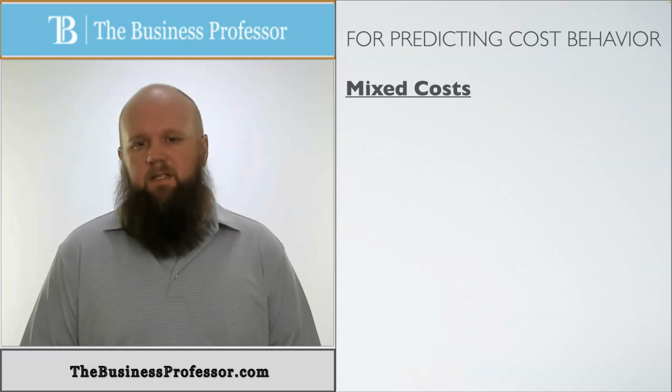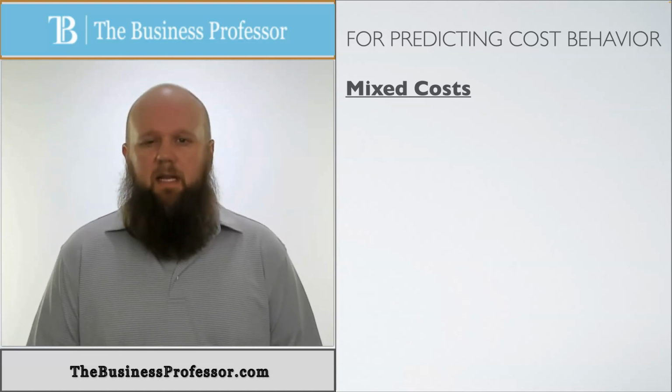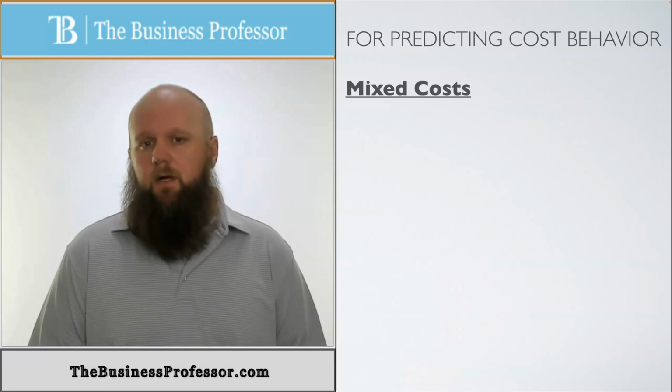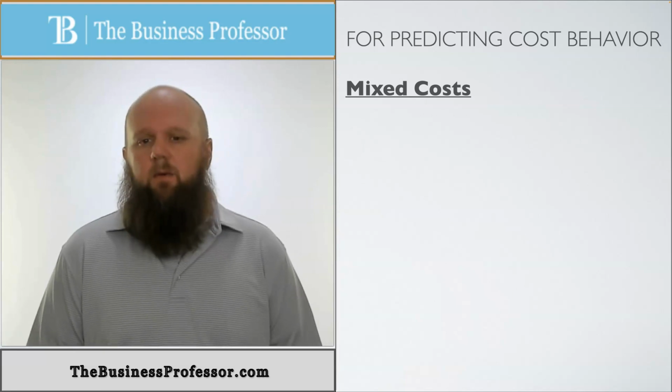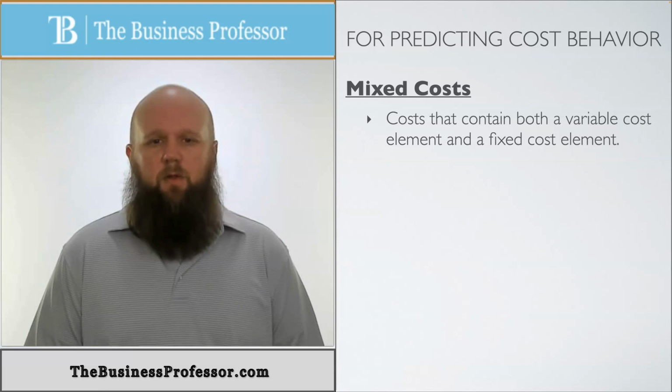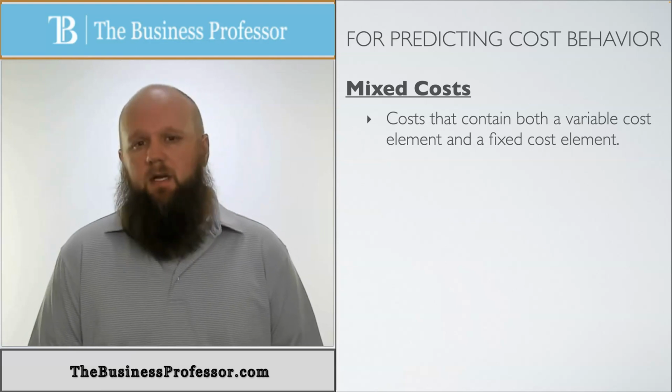Another cost behavior classification is what's called mixed costs. And as the name implies, there's probably going to be a mix of other costs in this. And that's exactly what it is. This is a cost that contains both variable cost elements and fixed cost elements.